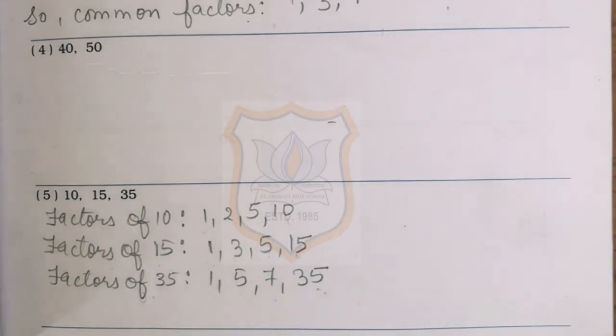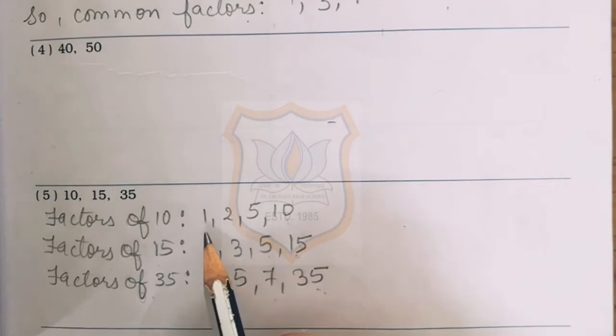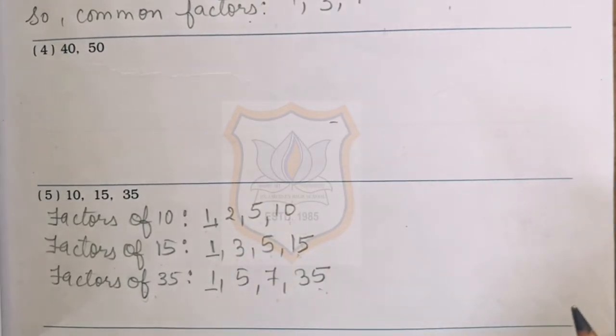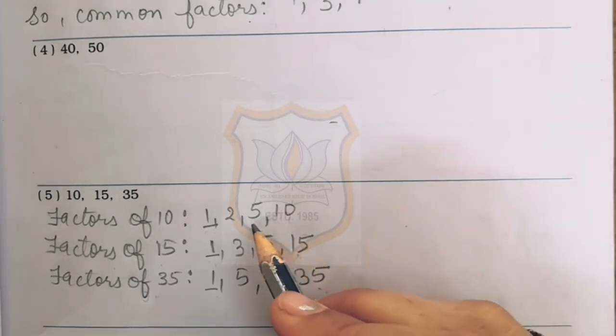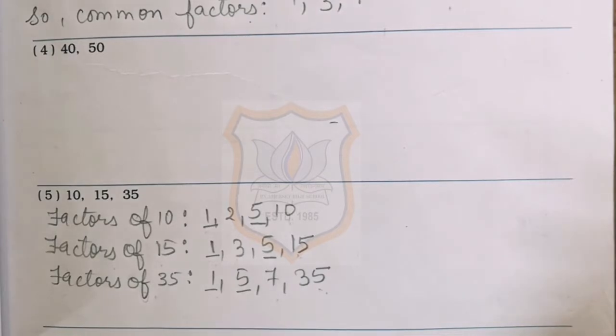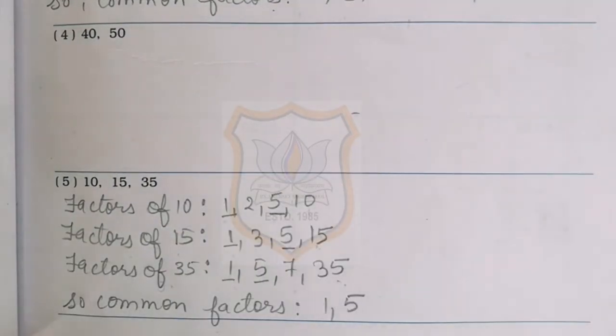Now we have to find out the common factors. Here students, you can see 1 is a common factor in 10, 15 and 35. 5 is also a common factor in 10, 15 and 35. So common factors are 1 and 5.